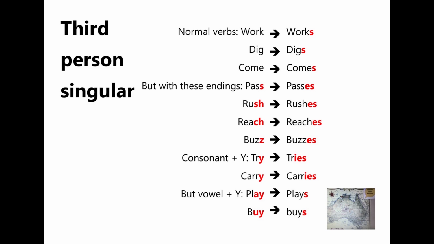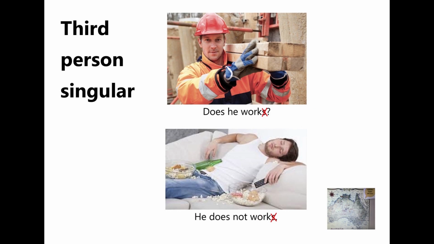In the third person singular, add an S. If the verb ends in S, SH, CH, Z or a vowel, add ES. If the verb ends in a consonant and Y, change the Y into an I before you add ES.